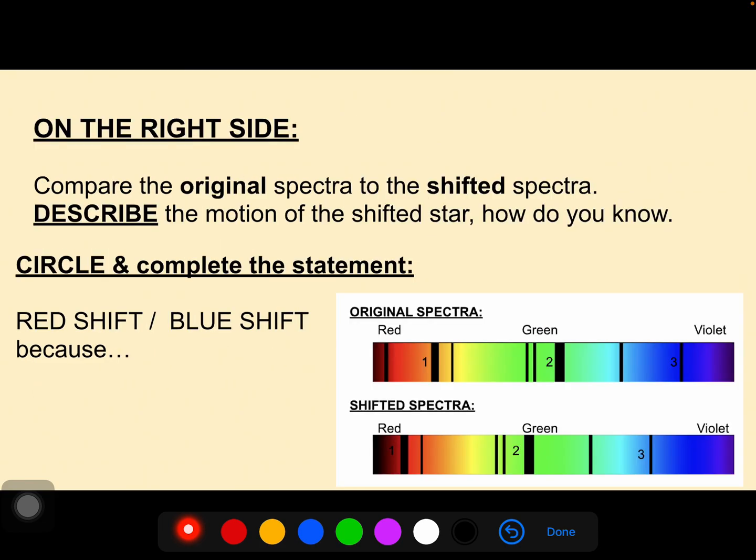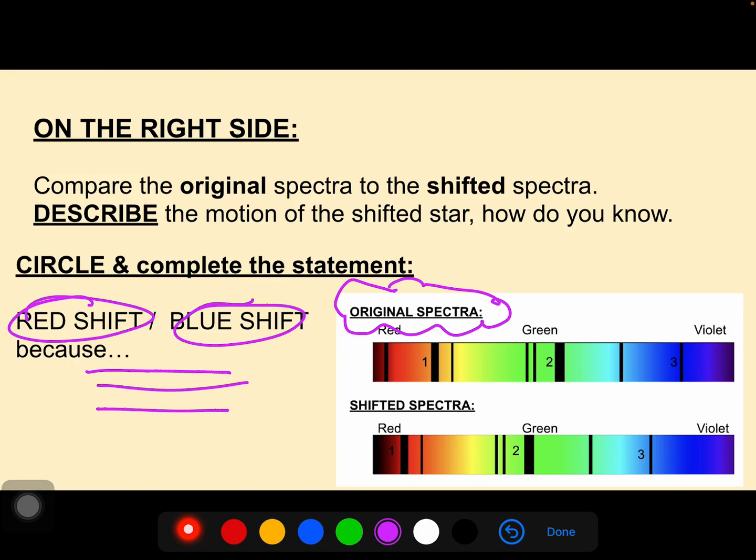So got an example of that for you to try on the right-hand side. Take a look at the original spectra. I marked a couple lines for you so you can compare the location of 1 and 1 in both spots, 2 and 2, 3 and 3, and decide, are you looking at a red shift or a blue shift? And most importantly, how do you know, right? What are your clues that you're seeing?